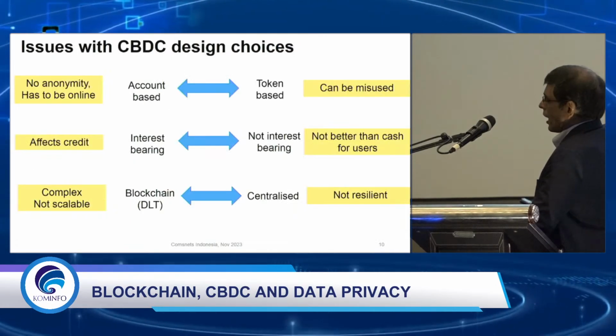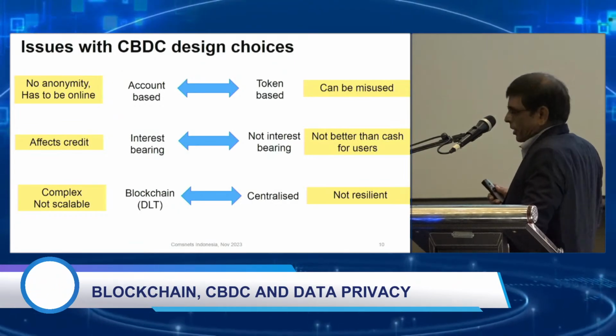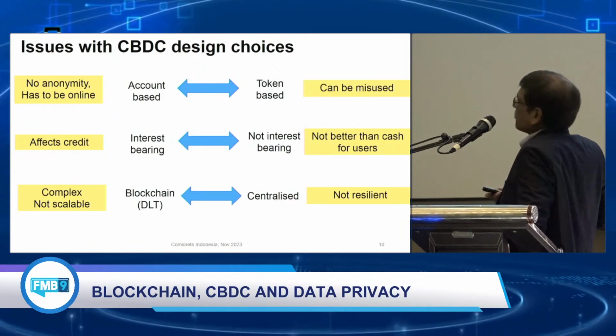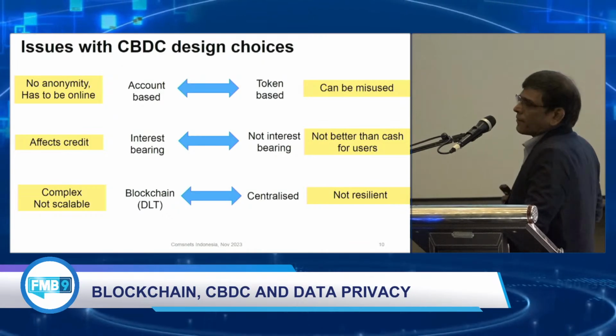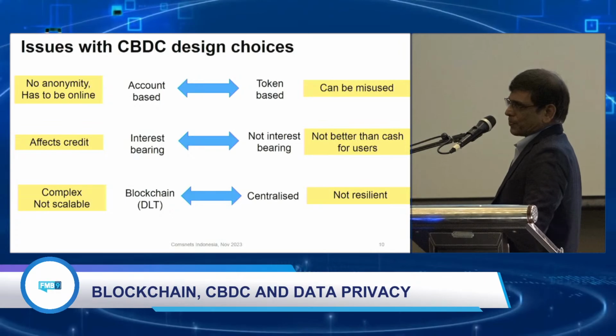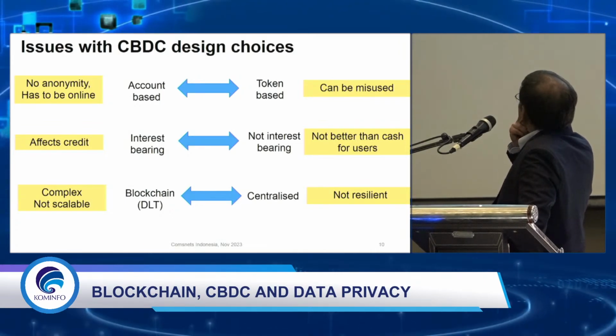Now, I explained already two kinds of issues, right? One, basically interest-bearing and non-interest-bearing. If it was interest-bearing, it affects banks' credit. If it's not interest-bearing, people don't see the value of it as compared to cash. Now, at the same time, you could have it as token-based or account-based. The problem with token-based is it can be misused, right? It's like crypto, so it can be misused. If it is, on the other hand, account-based, then it has to be online.